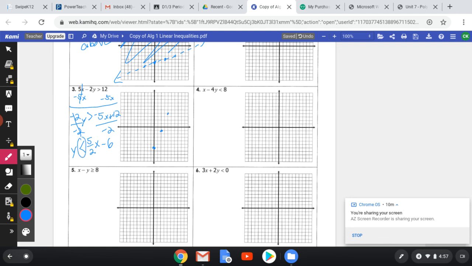The inequality symbol has no line underneath it, so it's dotted. So let's draw a dotted line. And the inequality symbol now is a less than symbol, so that means you shade below the line. This is below the line.